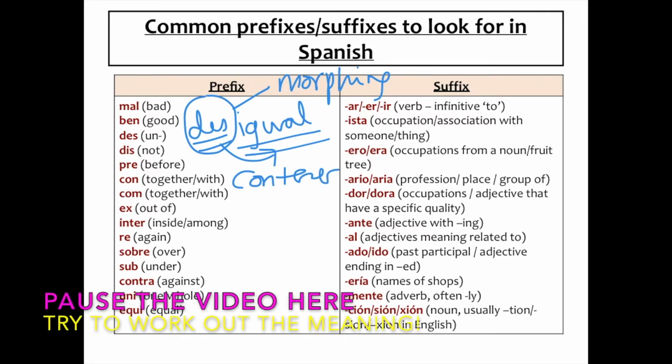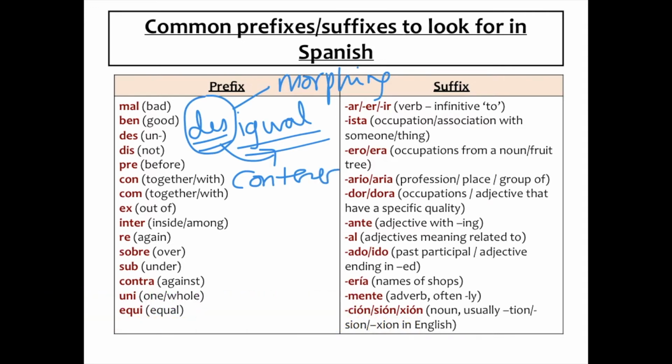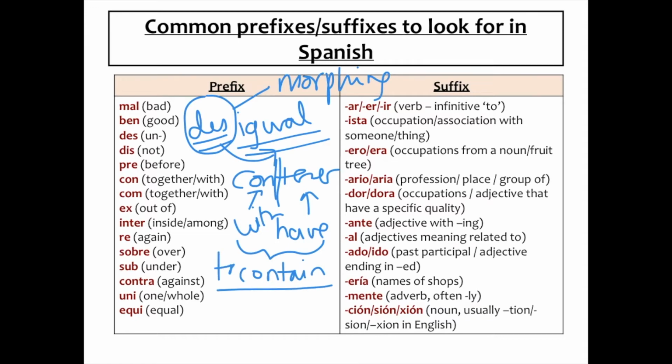See if you can work out what it means. If you split it up morphologically, you've got the verb tener, to have, and you've got con, with. Put them together, you get to contain. And if you think about it, if something contains something, it's got that product within it, inside of it. Com, again, together or with.